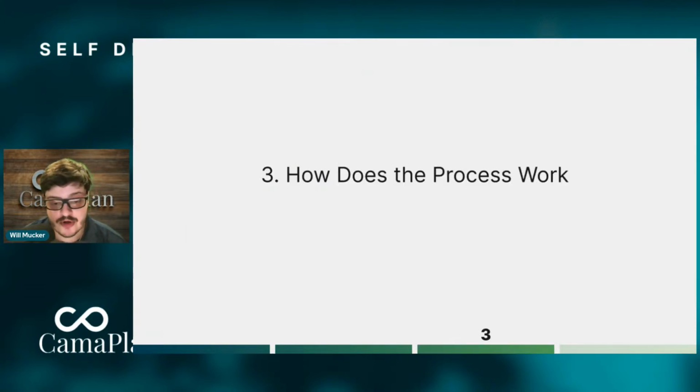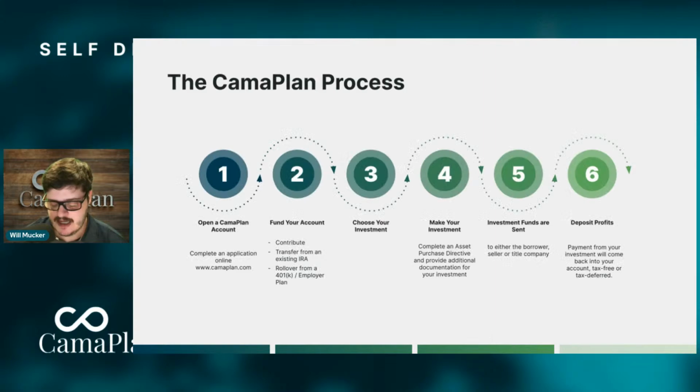So like I said earlier, we're going to go over the process and what that looks like. Again, this will vary from asset to asset. This is at a very high level, but it's pretty simple. It looks like a lot of steps, but a lot of these are behind the scenes. The way it works is first you'll open up an account at Camaplan. It takes about 15 minutes and can be done online.